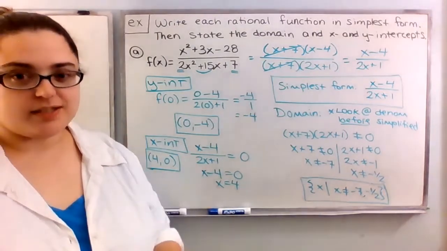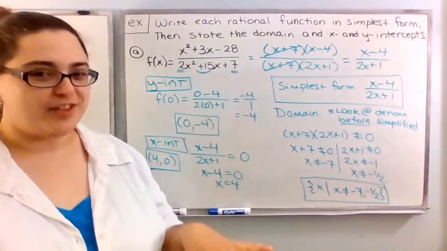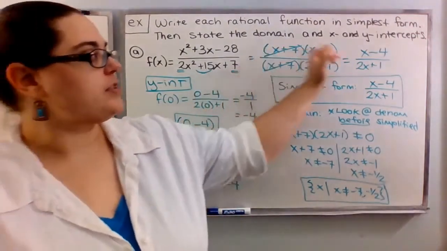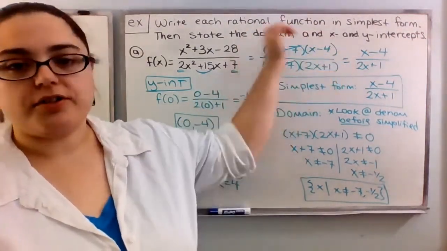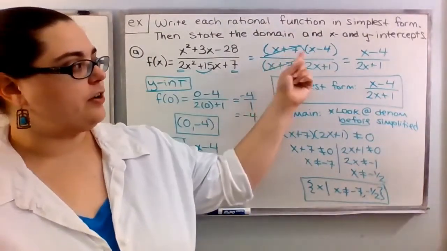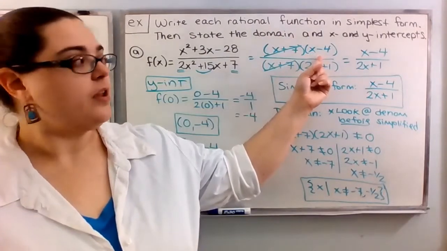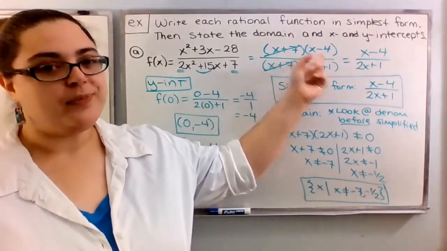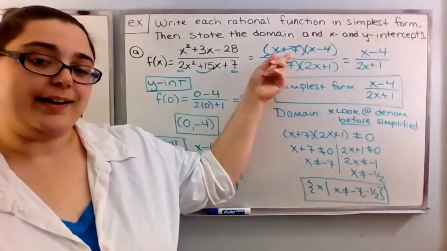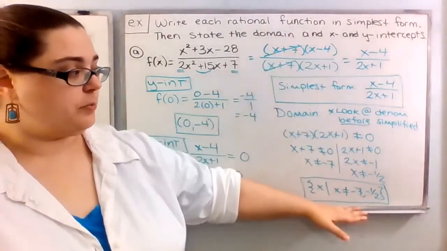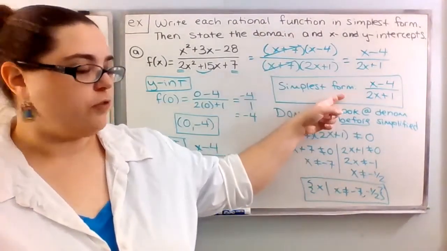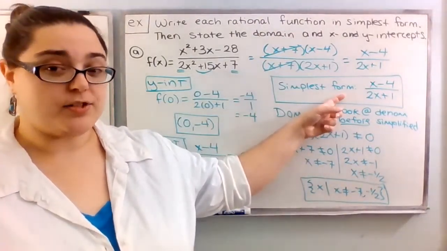Now, one of the other things I wanted to point out with this is if I had gone with this factored form, I could also have set the numerator equal to 0. So I would have x plus 7 is 0, x minus 4 is 0. We'd get our 4 from here, but now I'd have to be careful because if I used this factor, I'd get -7, which is forbidden from the domain. So that's why I like to use the simplest form when I go to find my x-intercepts.